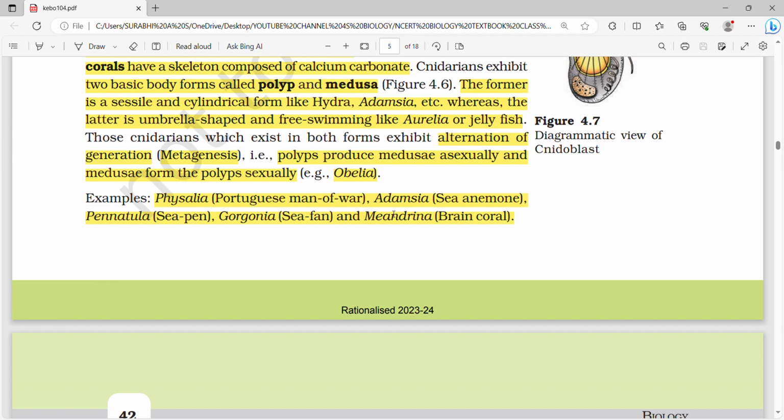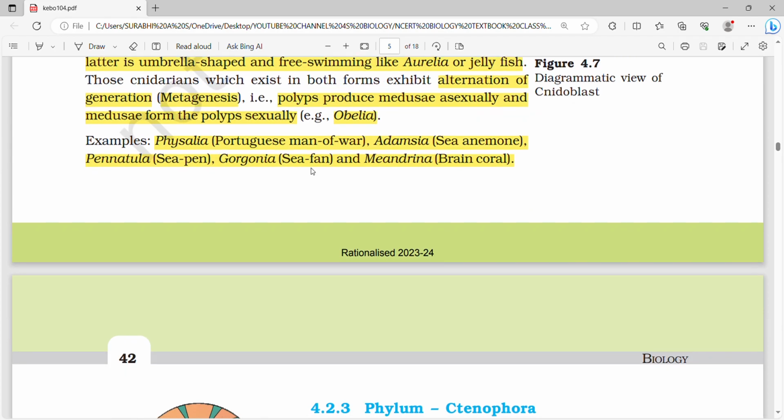An example is Obelia. These are the examples of this phylum: Physalia. This is very important. They have asked it in MCQs many times. Portuguese man of war is Physalia. Adamsia is sea anemone. Pennatula is sea pen. Gorgonia is sea fan. Meandrina is brain coral.